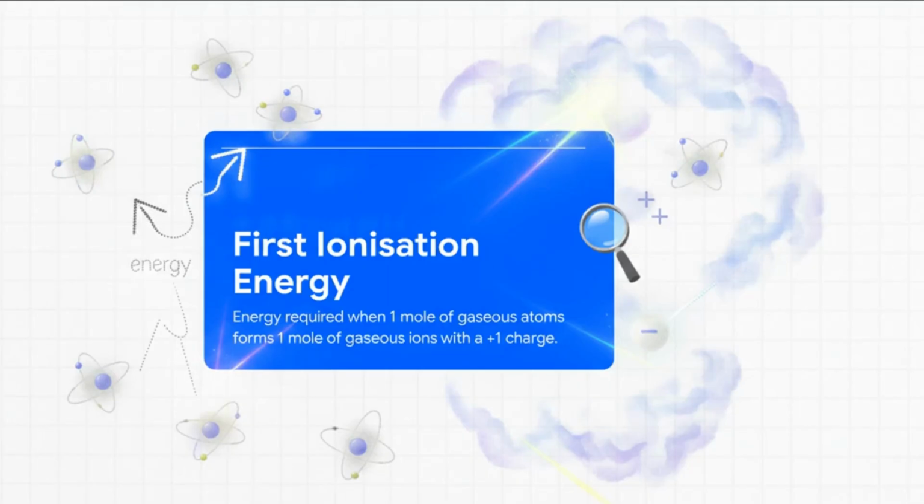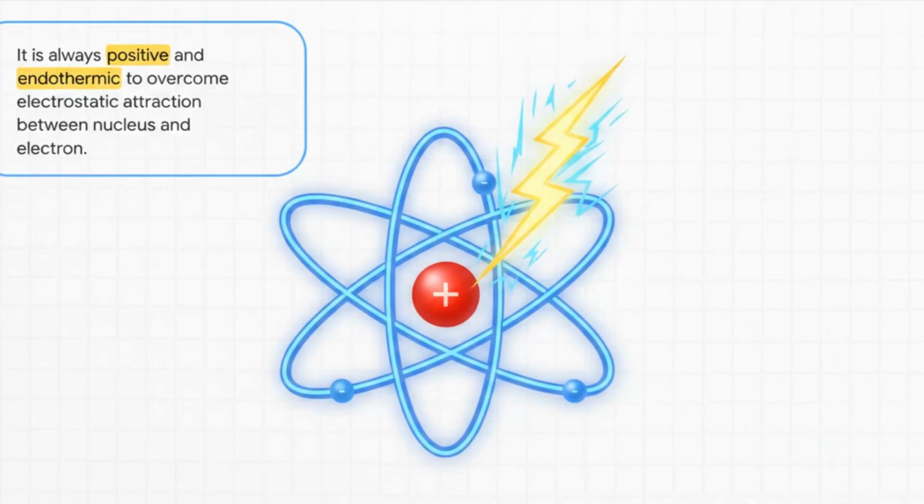All right, so the crucial starting point is our formal definition for this initial battle, known as the first ionization energy. It's simply the energy required when 1 mole of gaseous atoms forms 1 mole of gaseous ions with a single positive charge. And note that specific detail. It always happens in a gaseous state, like a gas atom turning into a positive gas ion, leaving us with a loose electron. What this means is the whole process is always a positive, endothermic battle. We are literally fighting against the natural electrostatic pull between that positive nucleus and the negative electron. So this always requires us to supply energy. The atom isn't just going to hand over its electron willingly, right?